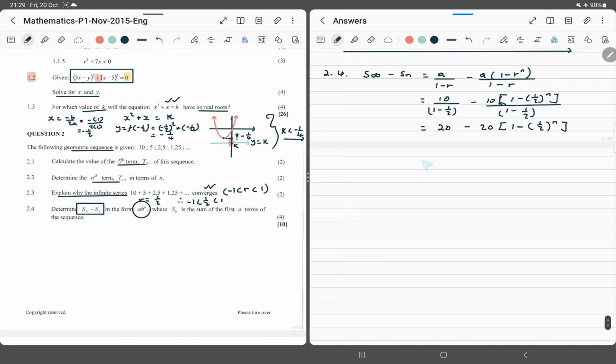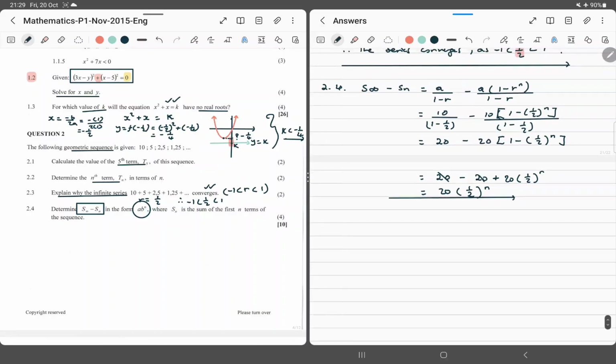And then when we FOIL this out, it's going to be 20 minus 20, and then that one is going to be plus 20 into a half to the exponent n. And we can see these two cancel out. So our answer is 20 into a half to the exponent n. And we can see that is the format. We've got a coefficient 20, we've got the base a half, we've got an exponent n. So it is sorted. So nice and easy.